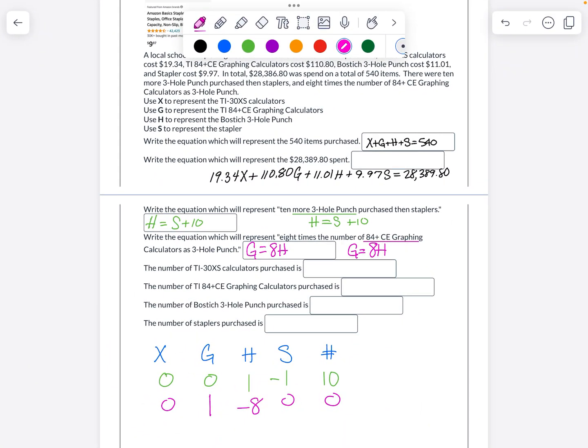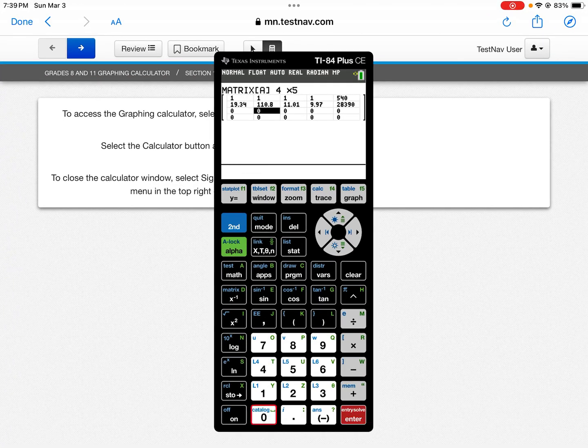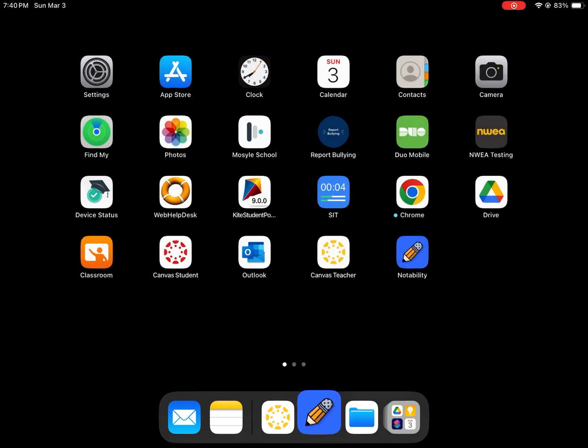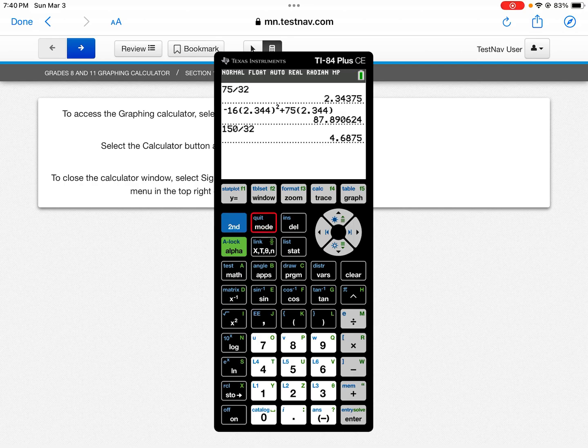Okay. So then 001 negative 110. 001 negative 110. Yes. And 01 negative 8. 0, 0. All right, I think it's all in there correctly.